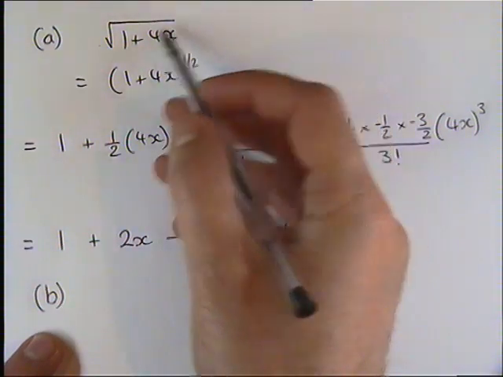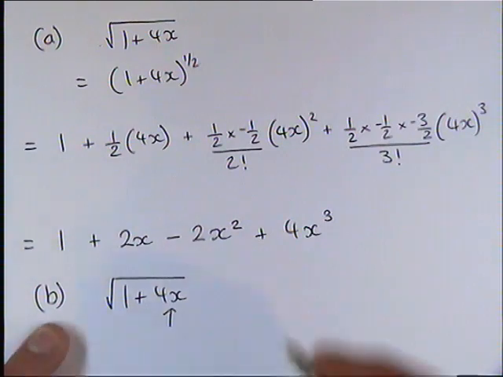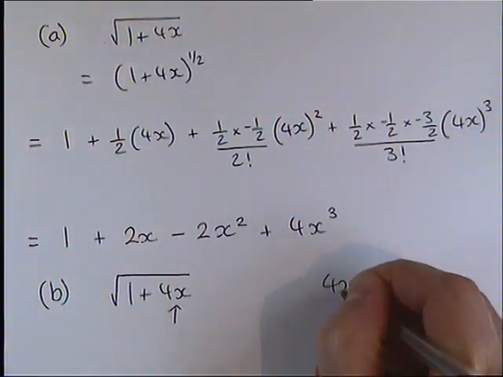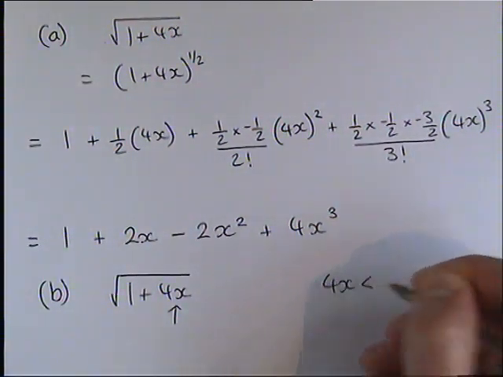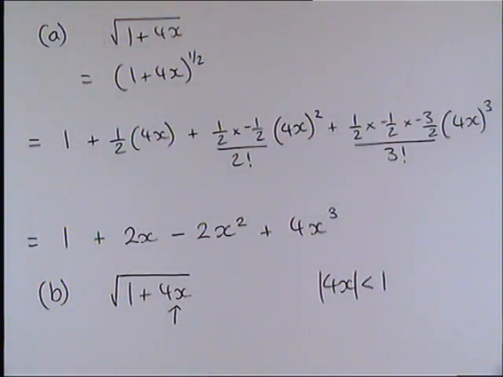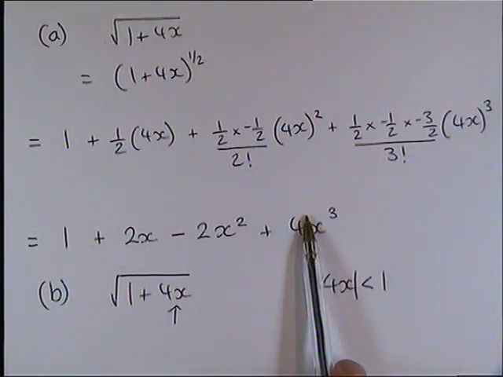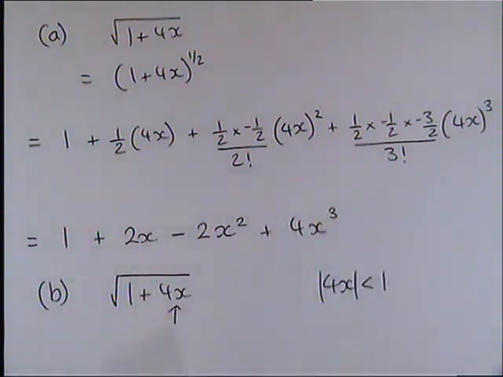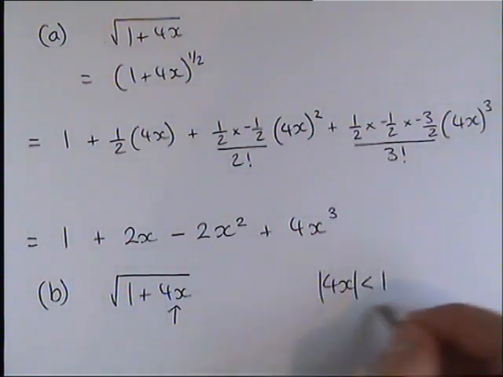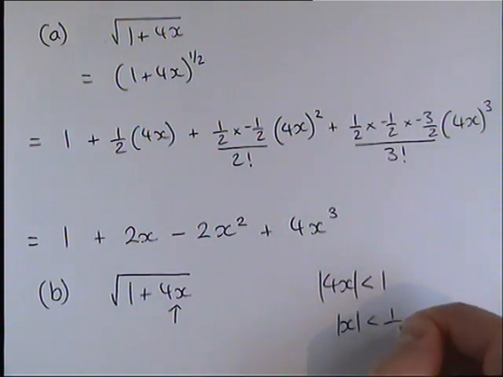In order to be able to tell that, let's write this out again here. This term here, the 4x, must be less than 1. Actually, it should be the modulus of 4x is less than 1. What that does is ensure that each successive term of your series is going to be smaller and smaller, so it's becoming a convergent series rather than a divergent one. If we divide both sides of this condition by 4, we get that the modulus of x must be less than a quarter.